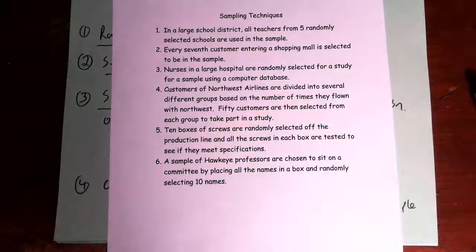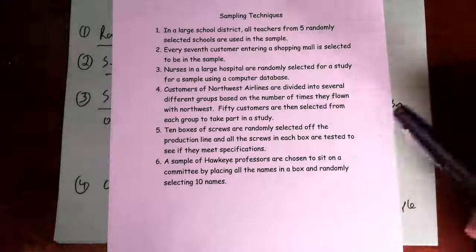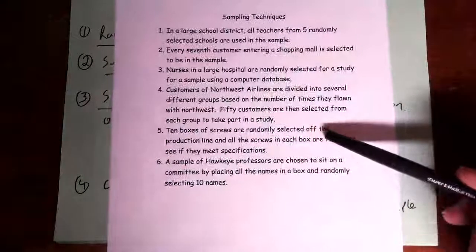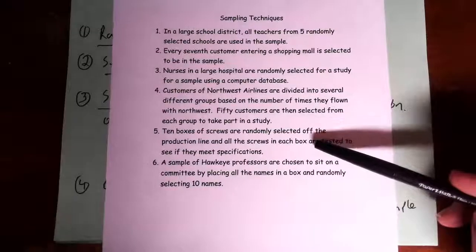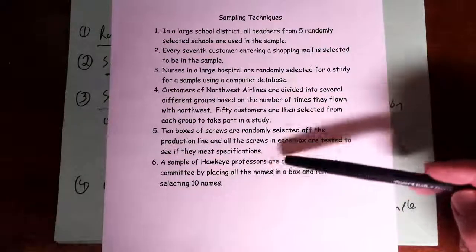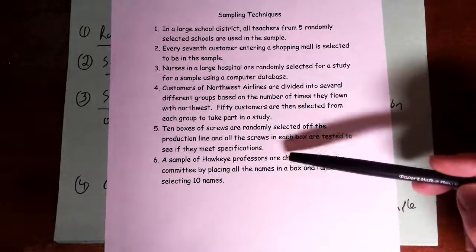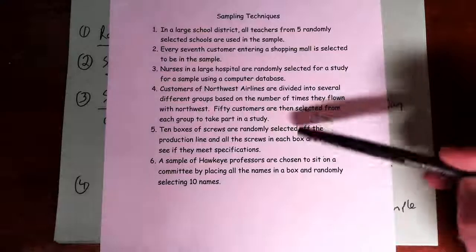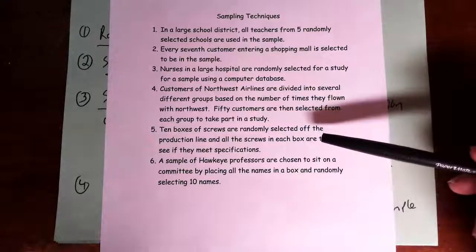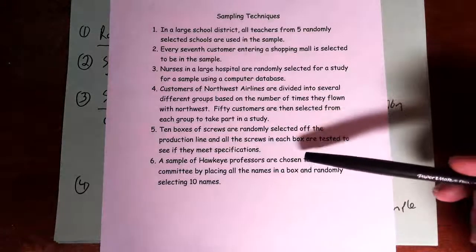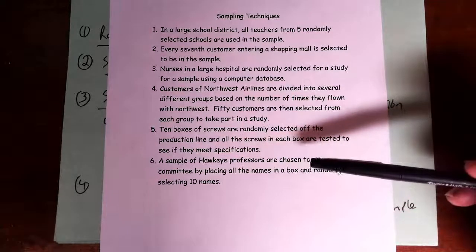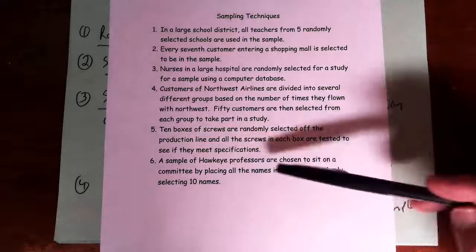So 10 boxes of screws are randomly selected off the production line, and all of the screws in each box are tested to see if they meet specifications. That's another cluster sampling. So in this case, the clusters are not hospitals or schools, but they're boxes of screws. Each box is a cluster of screws, and you're randomly selecting clusters and then using the observations in those clusters in your sample.